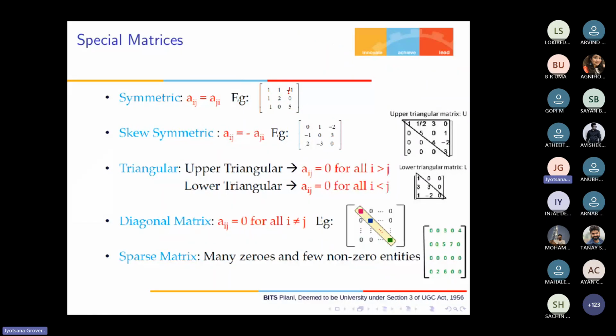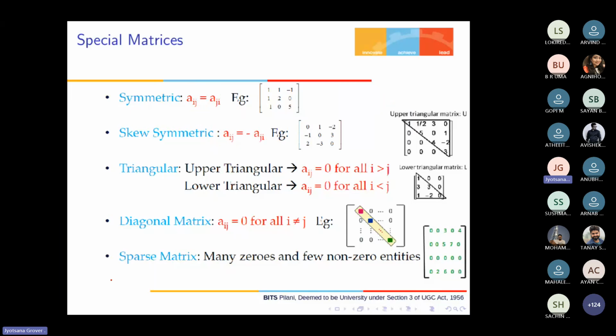Okay. Now comes the skew symmetric. Skew symmetric means A_ij is equal to minus A_ji. It means here you are reversing the order. Here, A_ij is A_ji. That means the row index is i, it becomes the column. j is the column, the column becomes the row. Okay. Skew symmetric means A transpose should be equal to minus A.